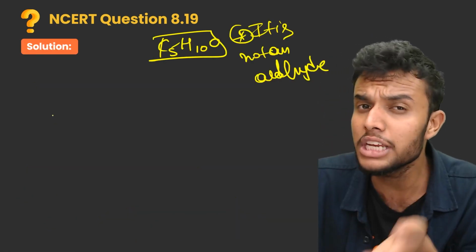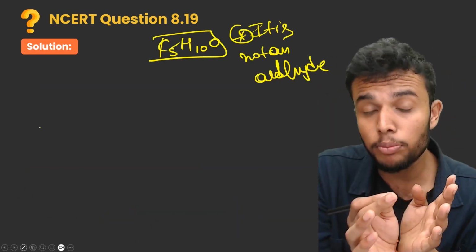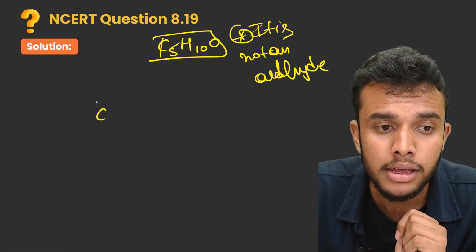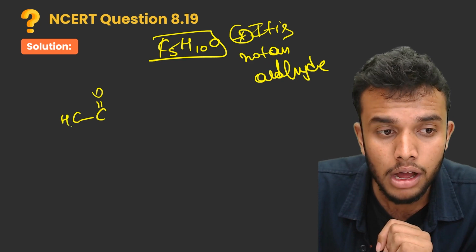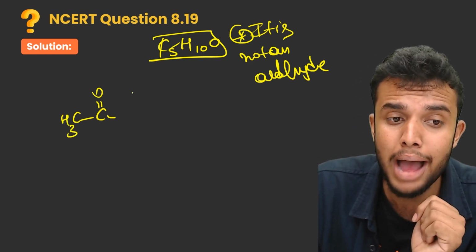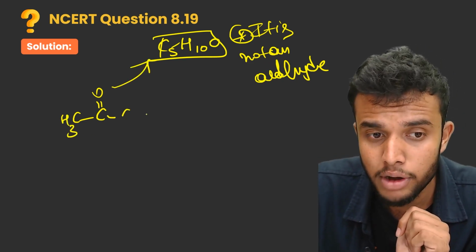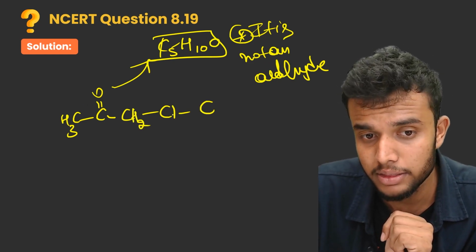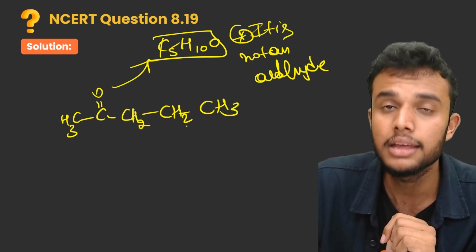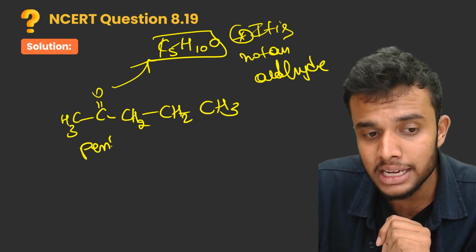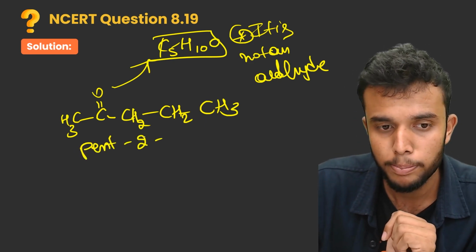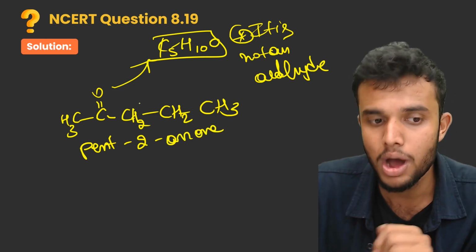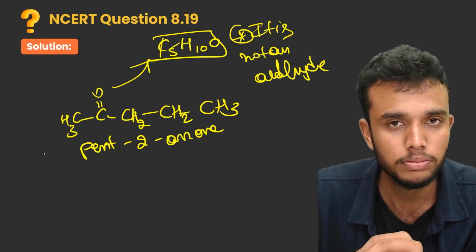We already know a positive iodoform test is nothing but in alpha position, one CH3 group must be there. It may be a methyl ketone, and we need to match the structure with C5. We need to write the CH3 thing at alpha position. It's clear. Next, fill the hydrogen with respect to their valency. The compound is pentanone. Why? Because it's a ketone group.